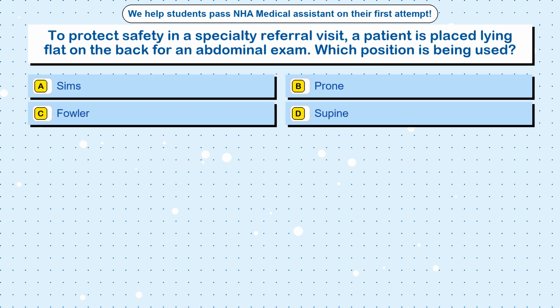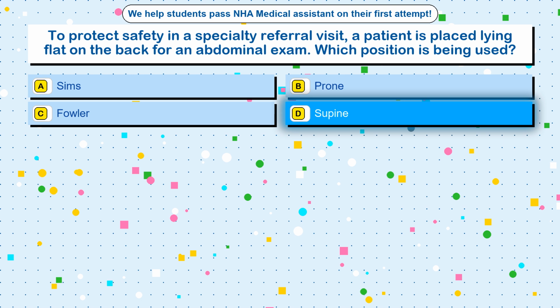Question 95. To protect safety in a specialty referral visit, a patient is placed lying flat on the back for an abdominal exam. Which position is being used? Option A, Sims. Option B, prone. Option C, Fowler. Option D, supine. The correct answer is option D, supine.